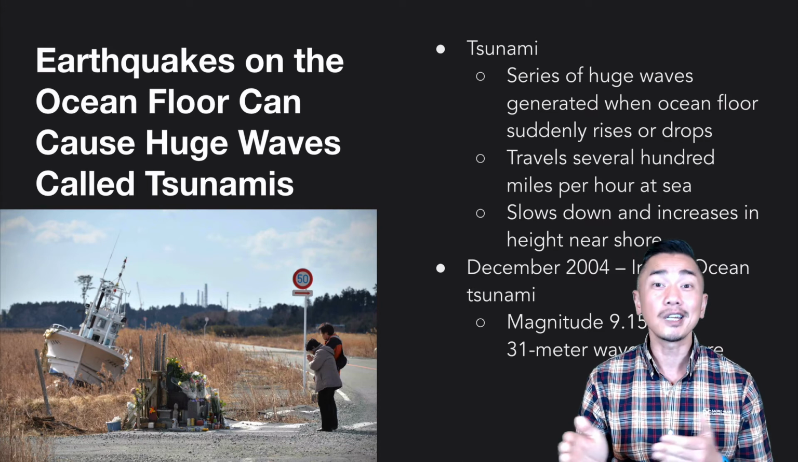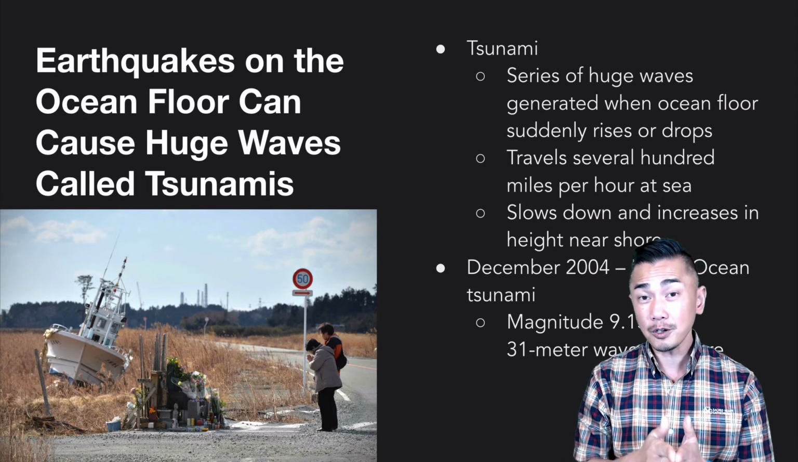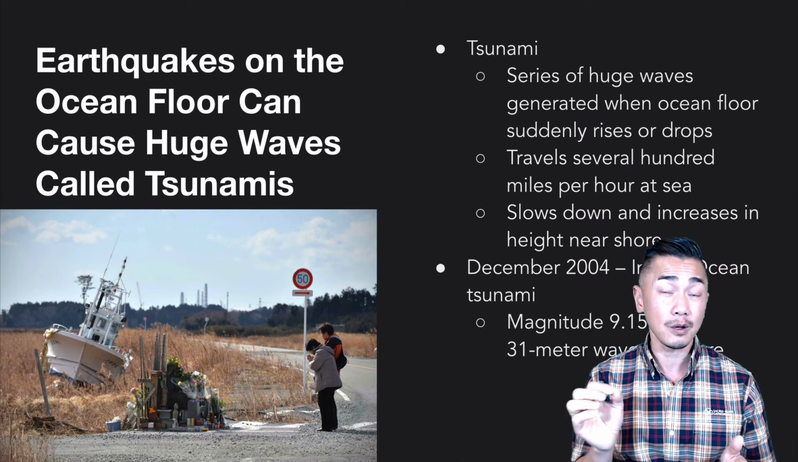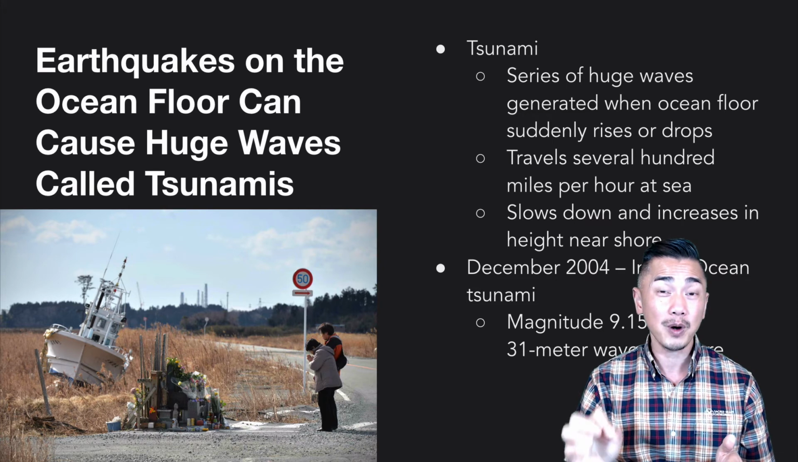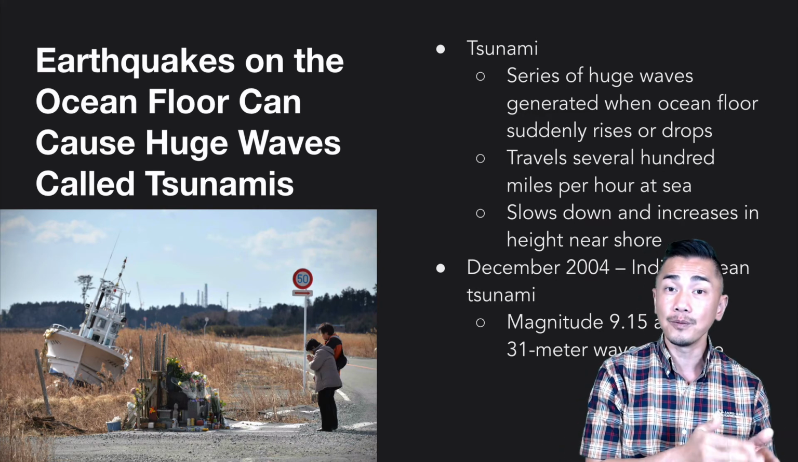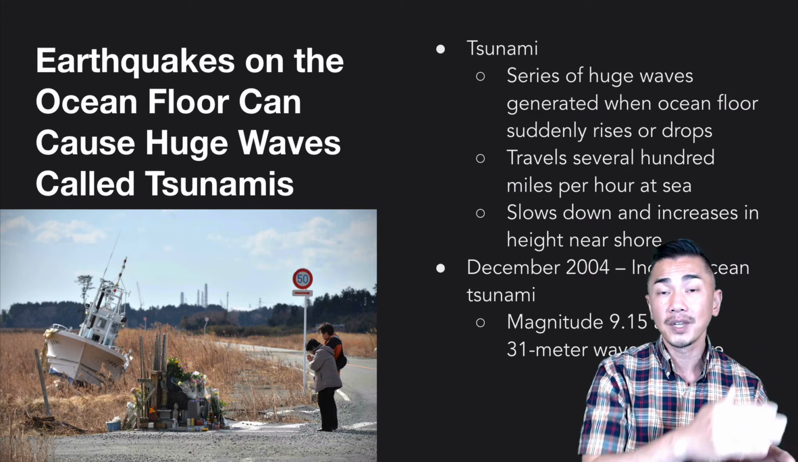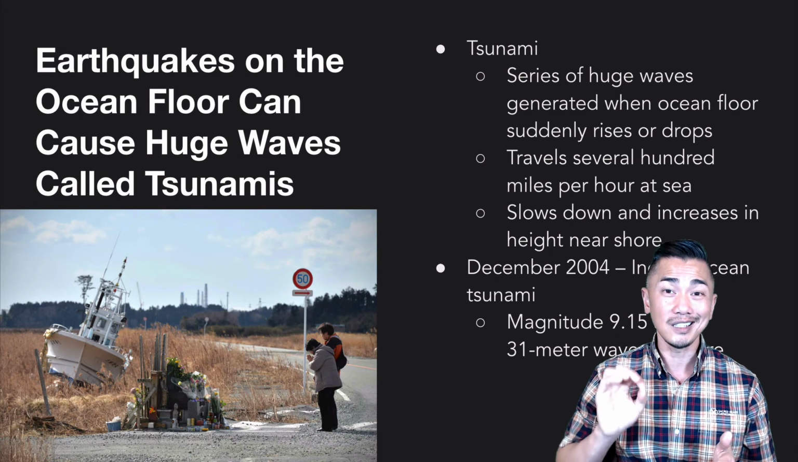Underwater earthquakes can cause the ocean floor to suddenly rise and drop. This can create a series of huge waves called tsunamis. Tsunamis can travel several hundred miles per hour at sea. As they approach shorelines, they'll slow down, but they'll increase in height. An example happened in December of 2004 in the Indian Ocean.